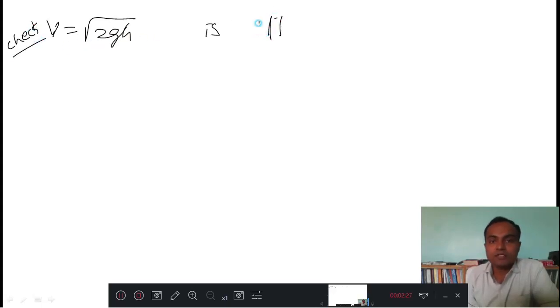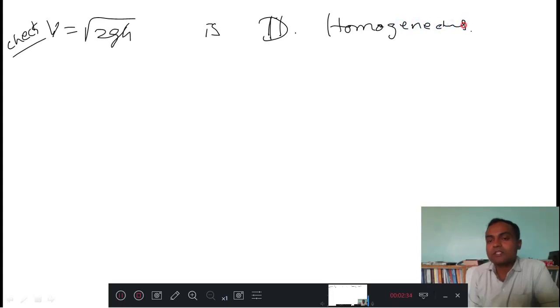One example I will show you. Check whether V equal to root 2GH is dimensionally homogeneous. Okay, they are asking to check. First, I will write LHS equal to RHS.